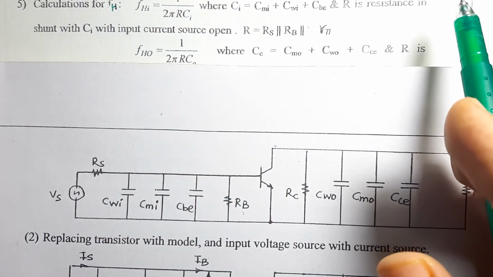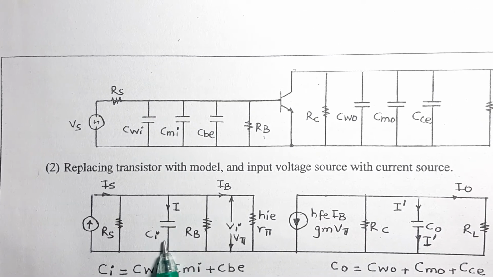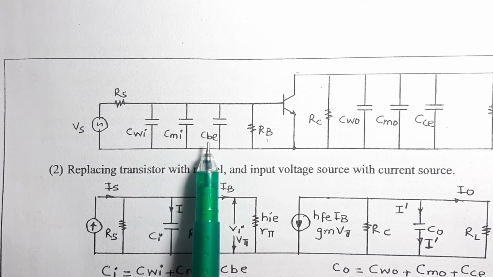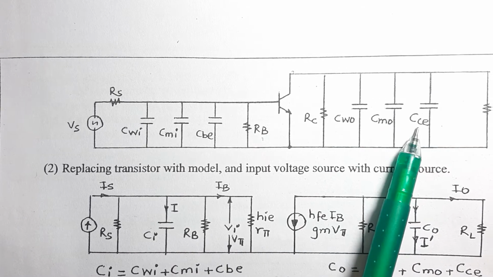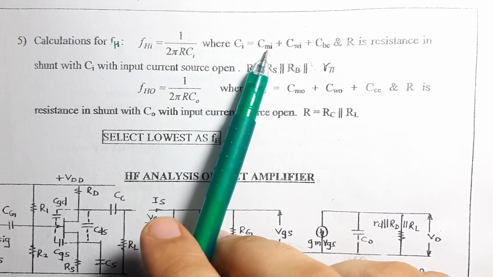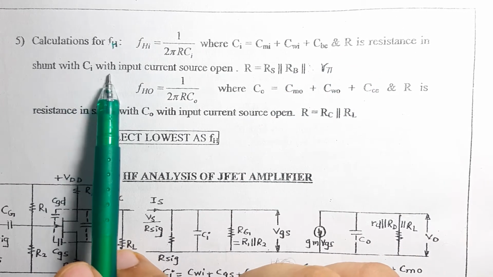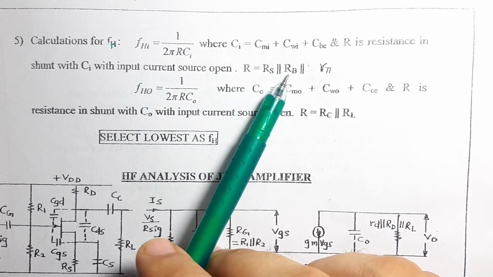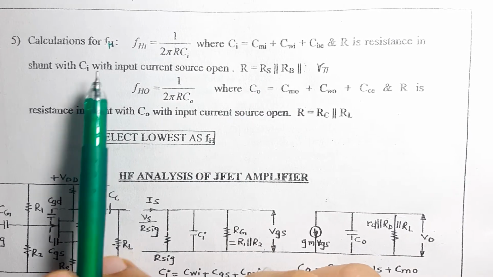Let me show you once again. Your Ci over here is nothing but the addition of Cwi plus Cmi plus your Cbe, wherein your Co is an addition of Cwo plus Cmo plus Cce. Where your Ci is Cmi plus Cwi plus Cbe, and R is the resistance in shunt with Ci with your input current source open. So your R is given as Rs parallel RB parallel R pi. This will be almost constant for fHi consideration.